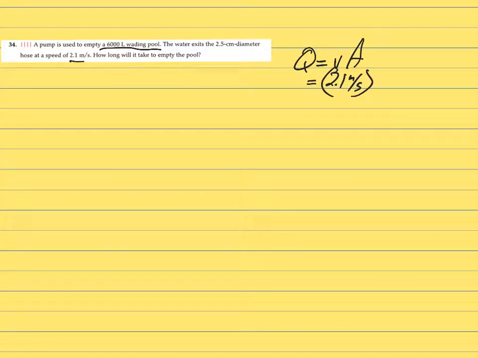And they gave us an area, not really though, right? They hid it in there. Area is pi r squared. The radius is not 2.5 centimeters. We'd have to cut that in half and then move it over to get 0.0125 meters. I'm kind of doing some of this stuff on the fly. You guys should be getting used to this.